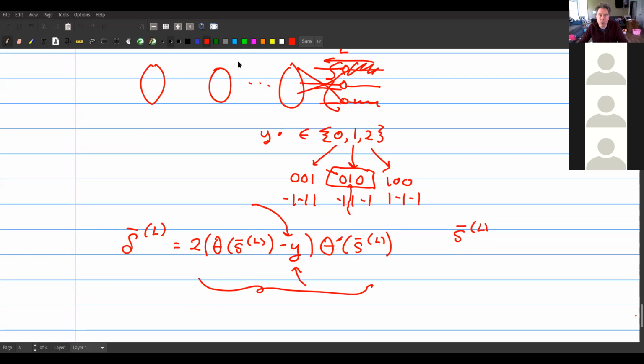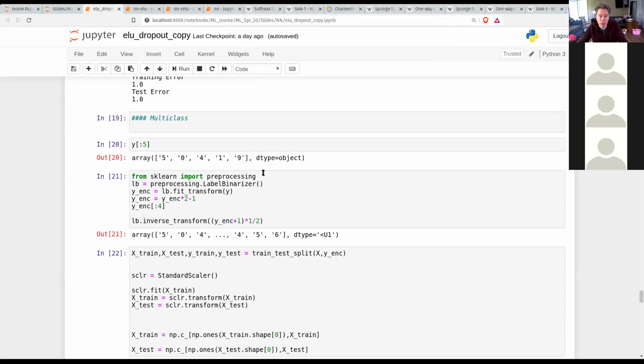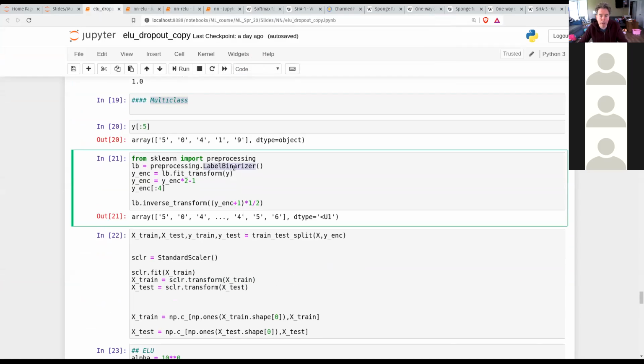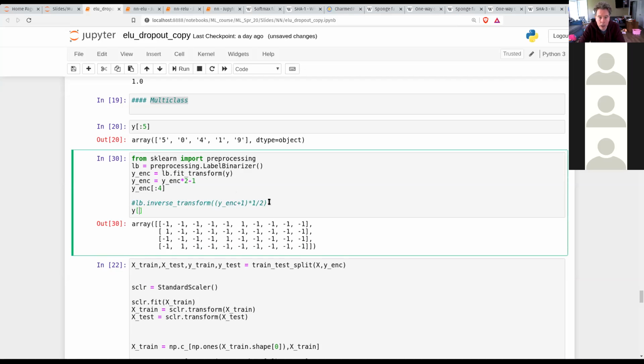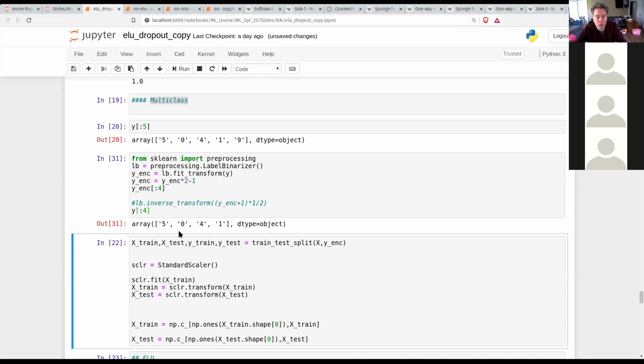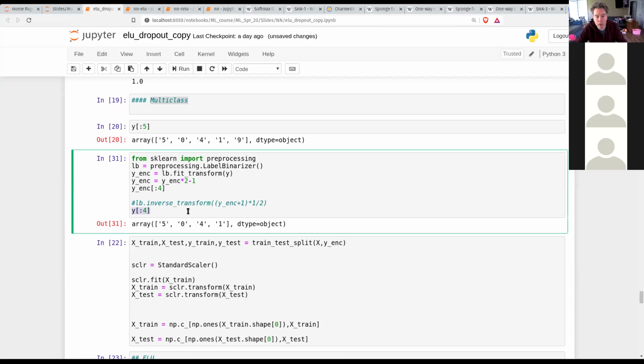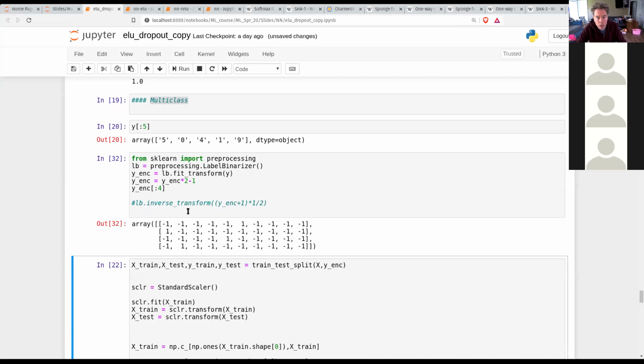Changing the code to make this work is pretty trivial. Here I did it with multiclass. sklearn has something called label binarizer, which does exactly this process that we were just talking about. So here's what I've done. Maybe first let me just show you the first few y's. So y is this. Okay, so it's 5, 0, 4, 1. Now look at the encoded versions. 5 becomes all negative 1s except that there's a 1 in the index corresponding to 5. And here there's a 1 in the position corresponding to 0, but all the other ones are -1. And here there's a 1 in the position corresponding to 4, etc.